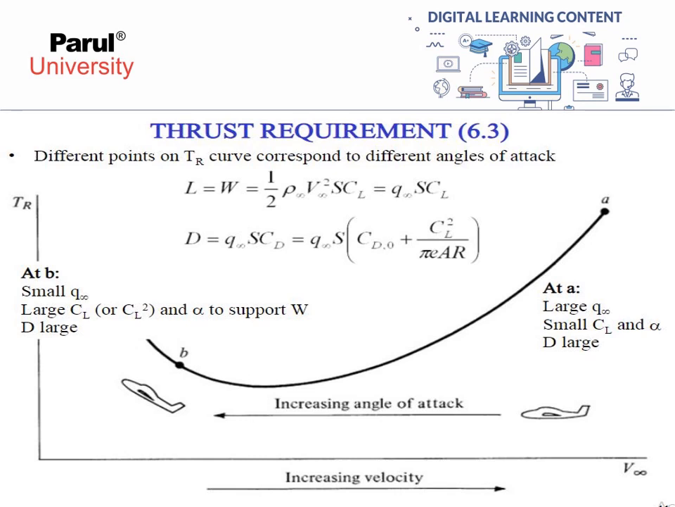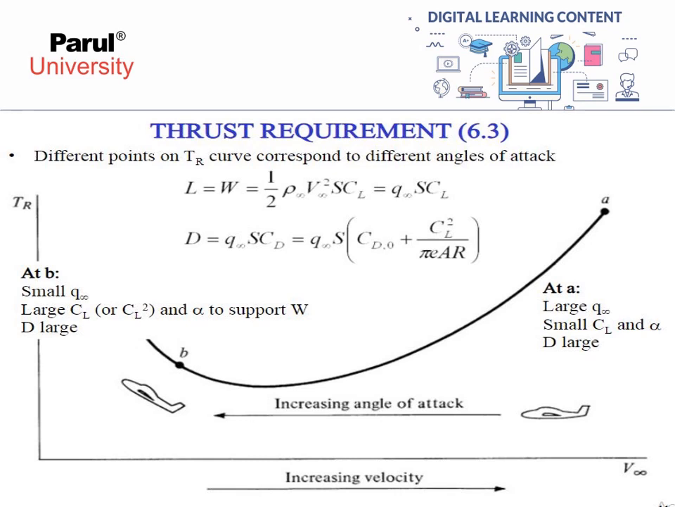Now, next is what are the thrust requirements? 6.3, right? Different points on the thrust required curve correspond to different angles of attack. Lift is equal to W is equal to 1/2 rho V squared S CL, which is Q infinity S CL. Q infinity is the dynamic pressure, 1/2 rho V squared, and D is equal to, again, dynamic pressure Q infinity S CD. What is CD? CD is CD naught plus CL squared upon pi e AR.